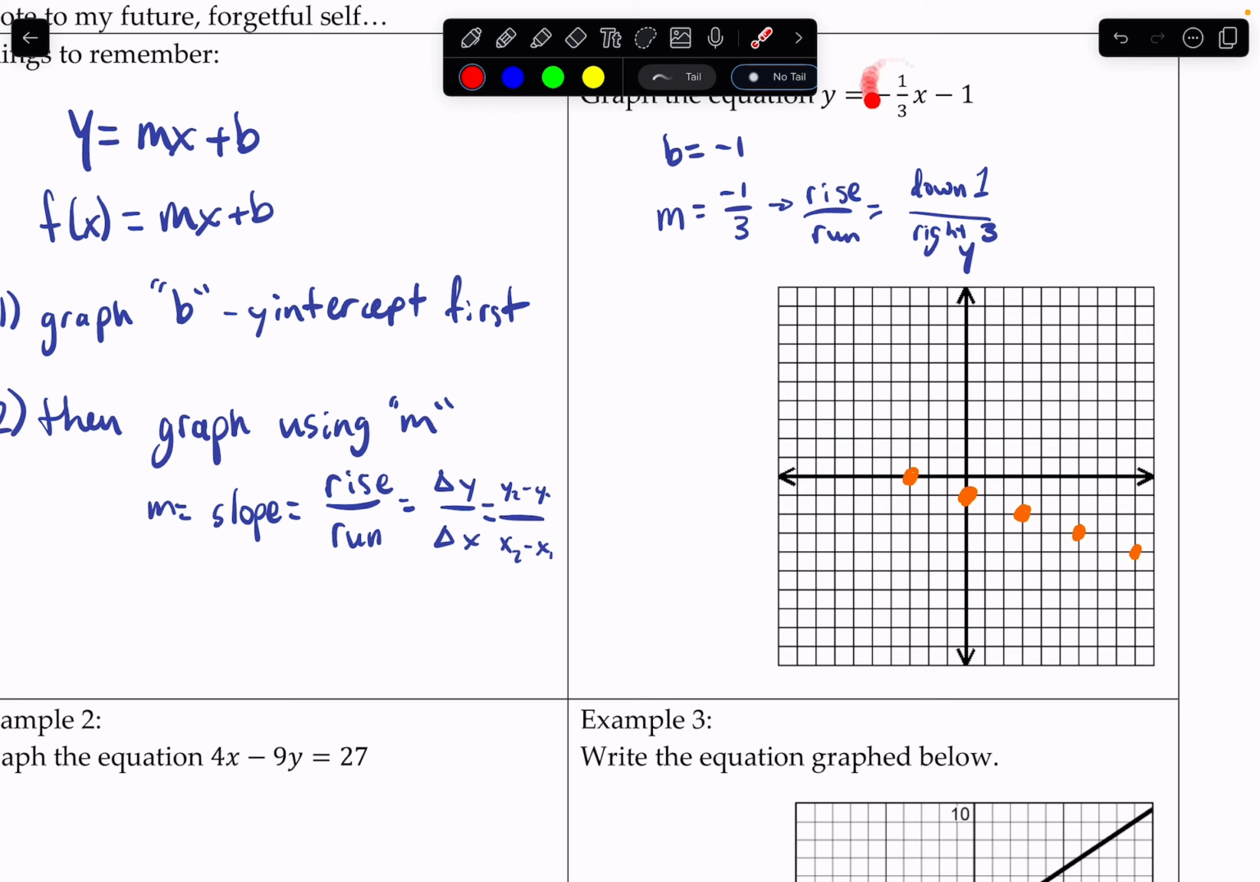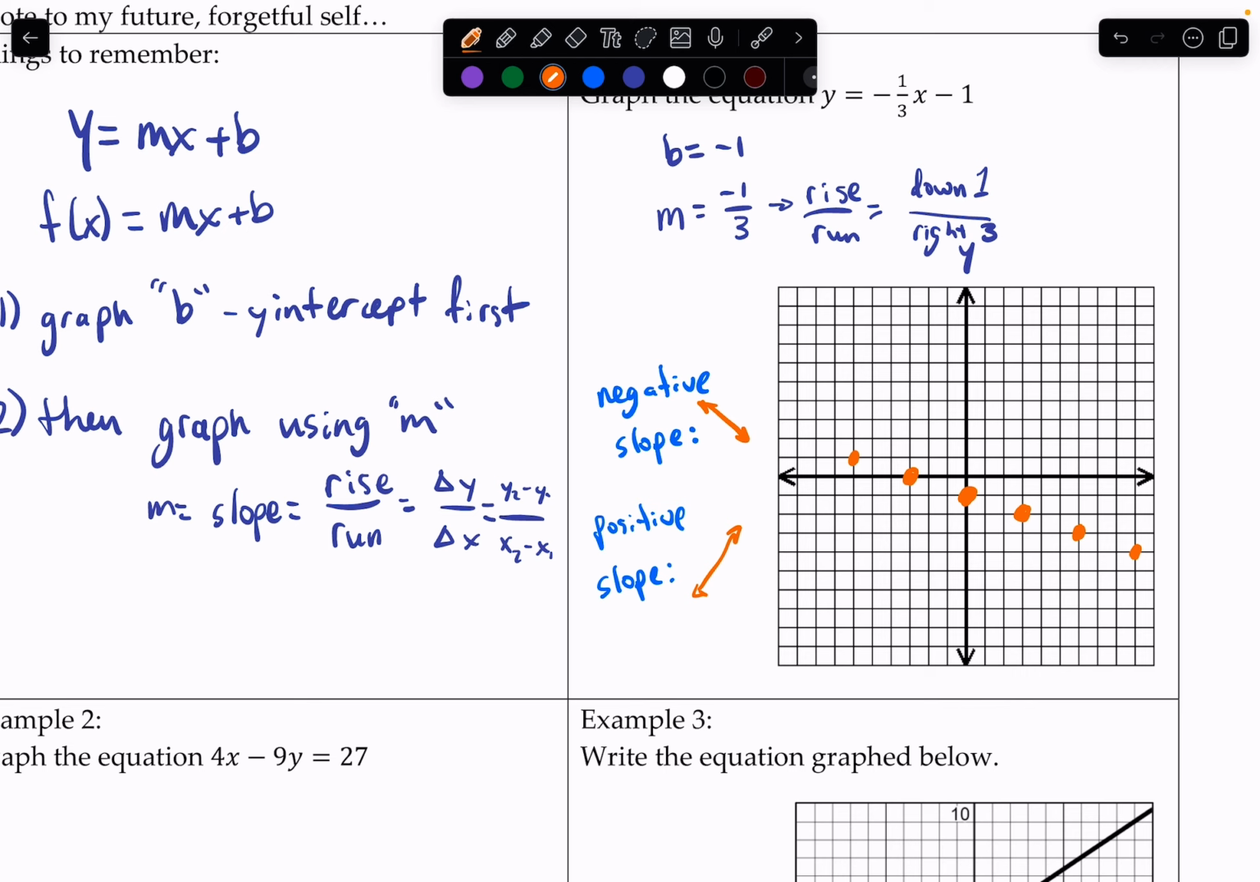Now, some things that you'll notice. Maybe we can make a side note here. Negative slope: your line is going to go down and to the right as you go from left to right. Whereas if you have a positive slope, your line is going to go up and to the right. So negative slope, this one is -1/3. So you can see that line is going down as we go from left to right.